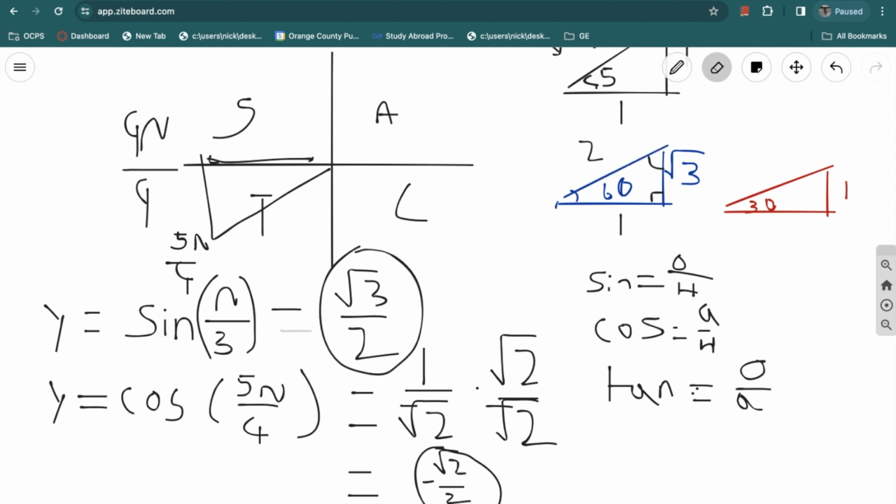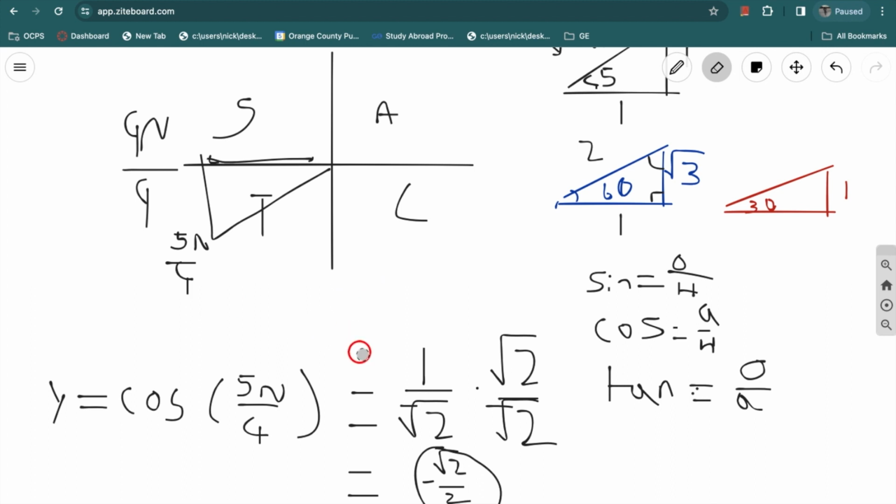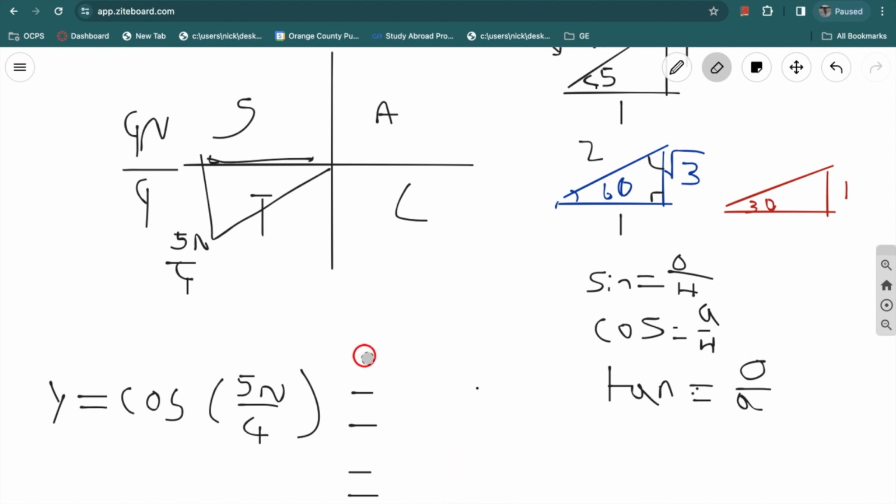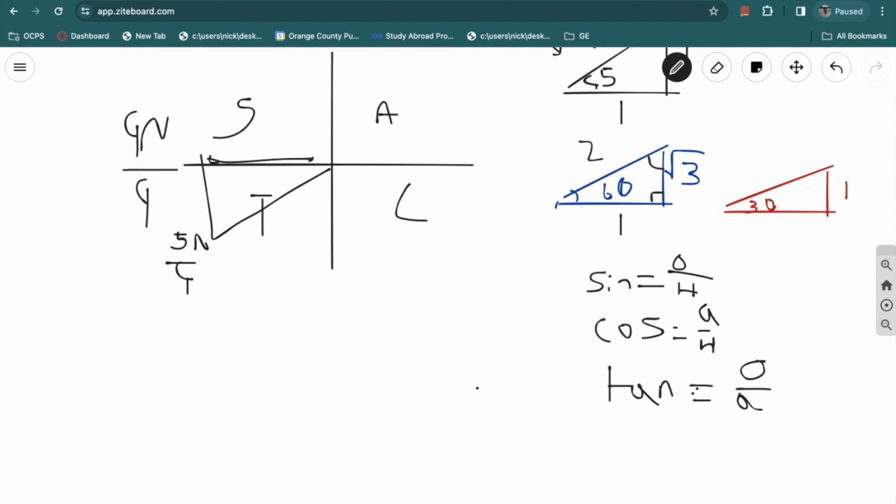Now let's do a couple more with tangent values, and it should all be reviewed, so this is just like a refresher. If you want more examples, you can comment, and I'll post some practice for you to do. But let's see, y equals tangent. Tangent's a bit different, so we do y equals tangent.